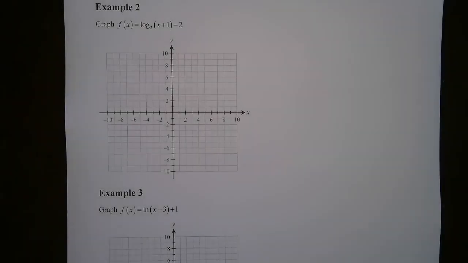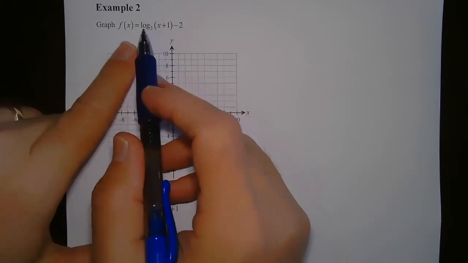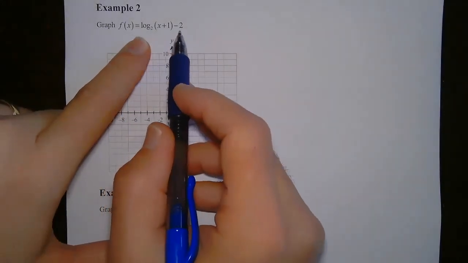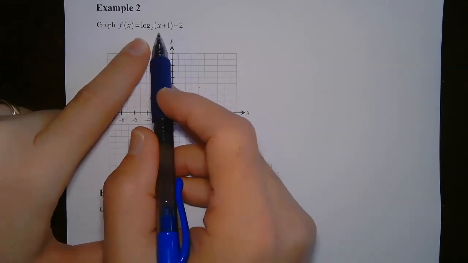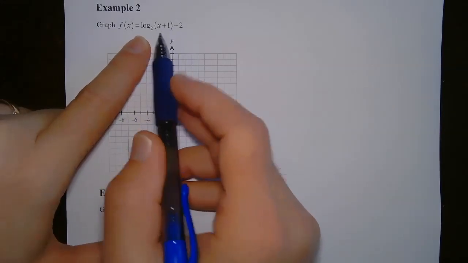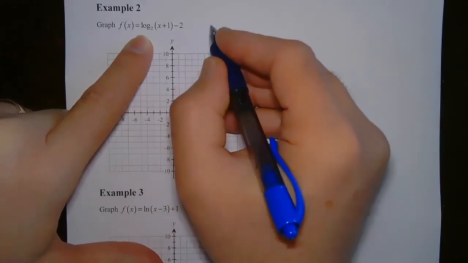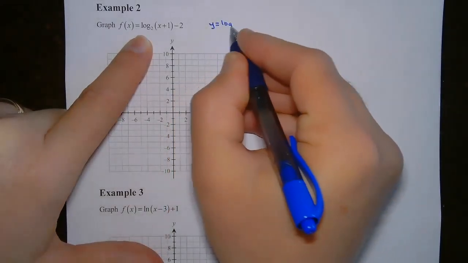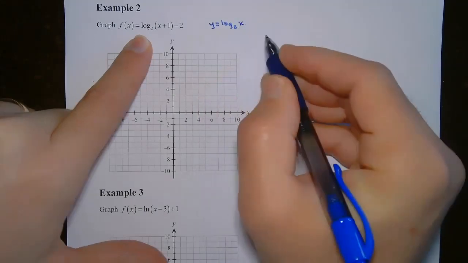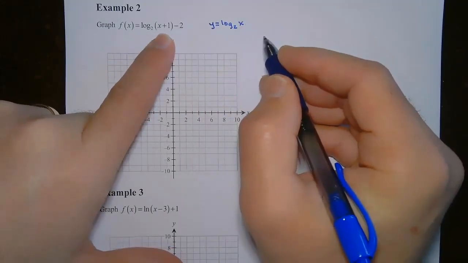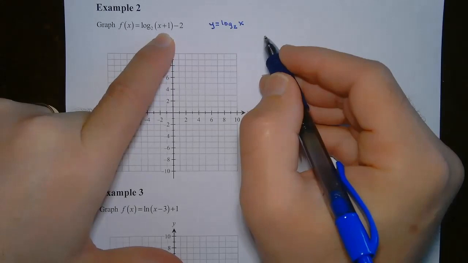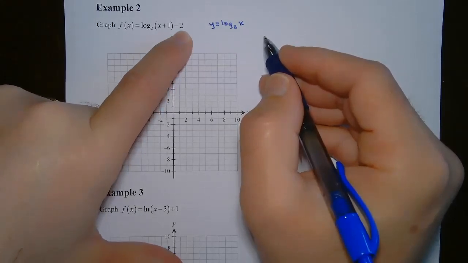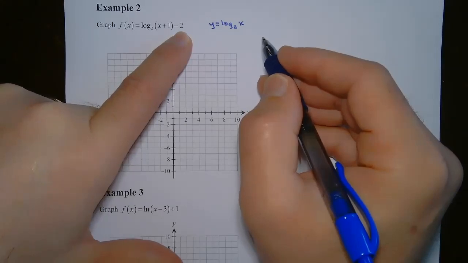Okay, for this next example, we want to graph f of x equals log base 2 of x plus 1, minus 2. From before, we should know that we're going to take the parent function, y equals log base 2 of x, and this x plus 1 causes a translation left 1, and the minus 2 on the outside of the parent function causes it to translate down 2.